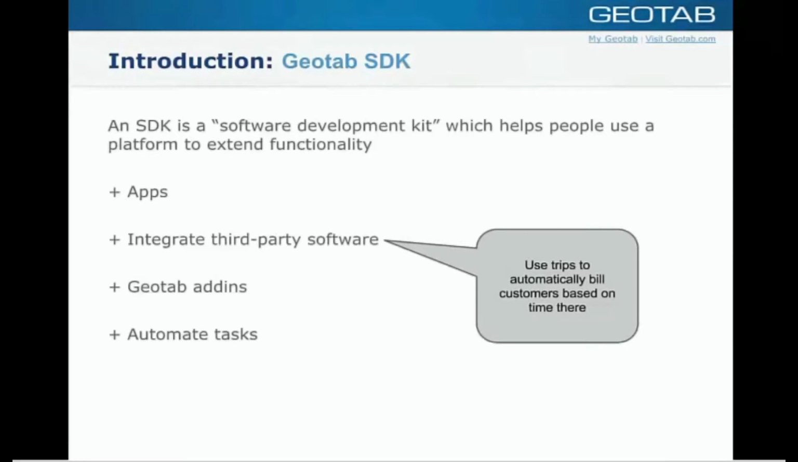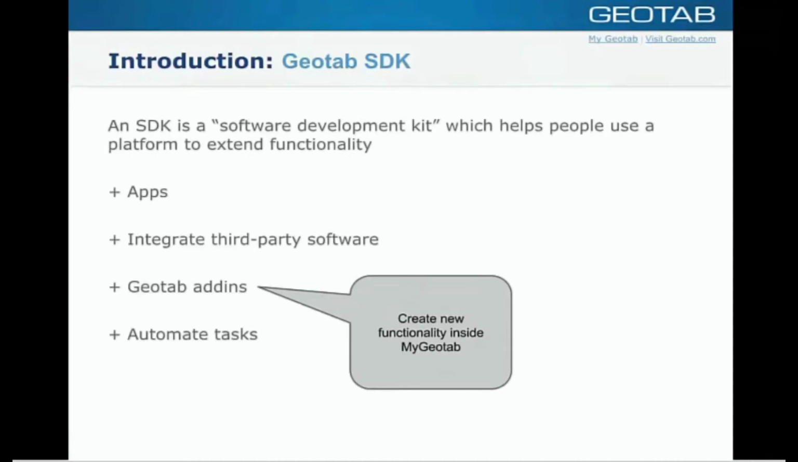Another person might try to automate some processes by taking the trips to do some automatic billing based off of where your vehicles go. So how that would work is you could pull in some data, do your own calculations, and everything that makes your business run on your side, and you'd use the SDK in that way.